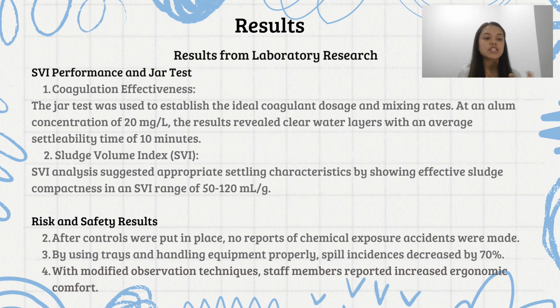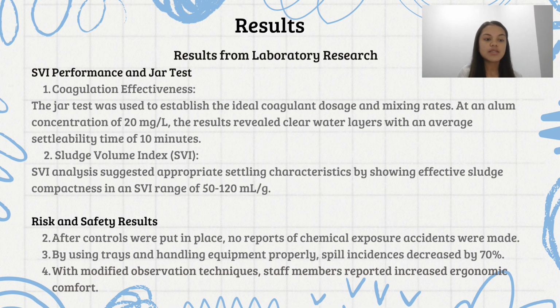And then for the sludge volume index or SVI, the SVI analysis suggested appropriate settling characteristics, showing effective sludge compactness in an SVI range of 50 until 120 milliliter per gram.